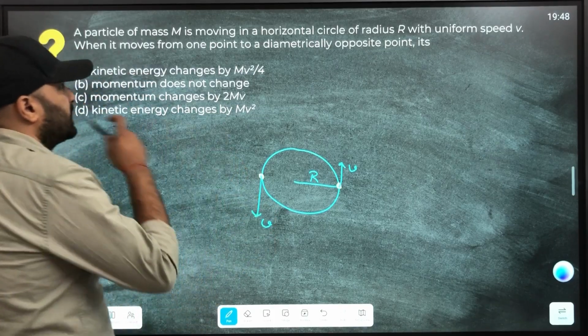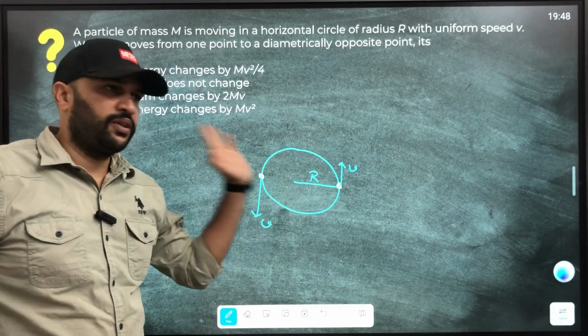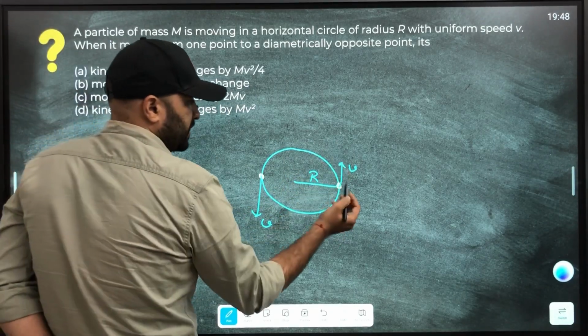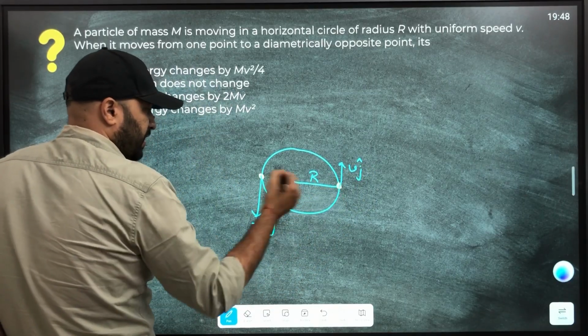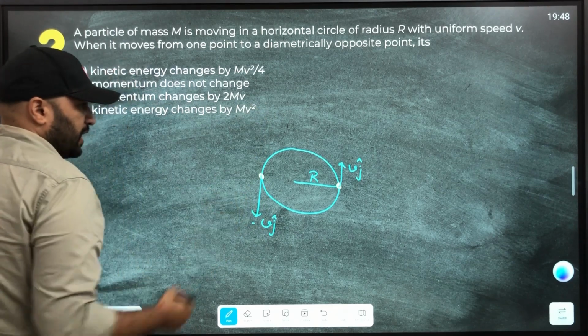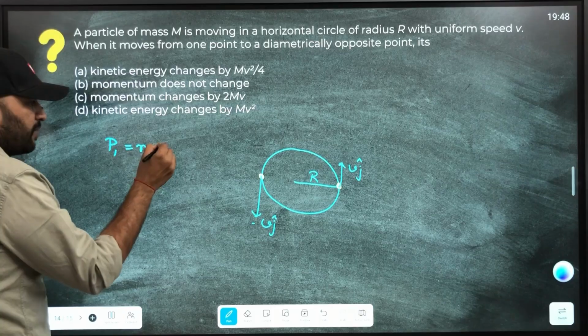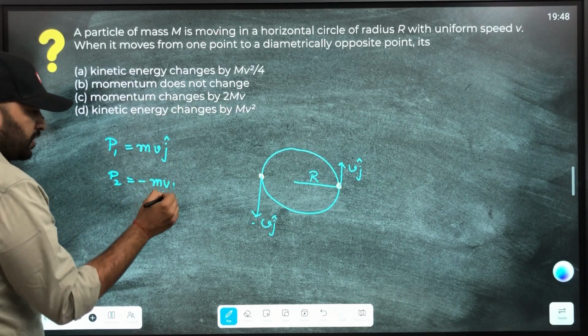So its kinetic energy changes by mv square? No, here it is half mv square and here also half mv square. It will be 0. Clear. Momentum does change. Let's see the momentum. Here the momentum, let's say this is our v j cap and this will be minus v j cap, right? If it is diametrically opposite, it will be in the opposite direction, right? So first P1 will be equal to mv j cap, and P2 will be equal to minus mv j cap, correct?